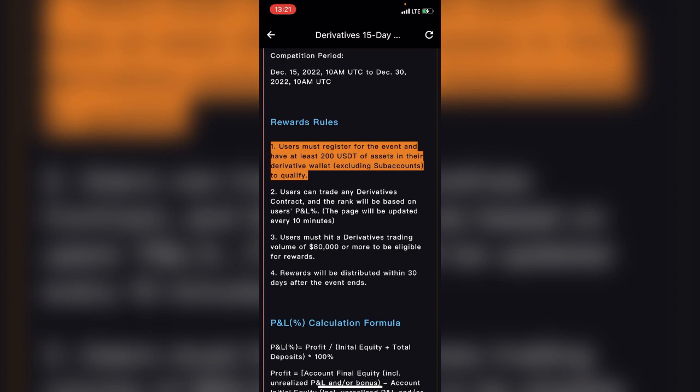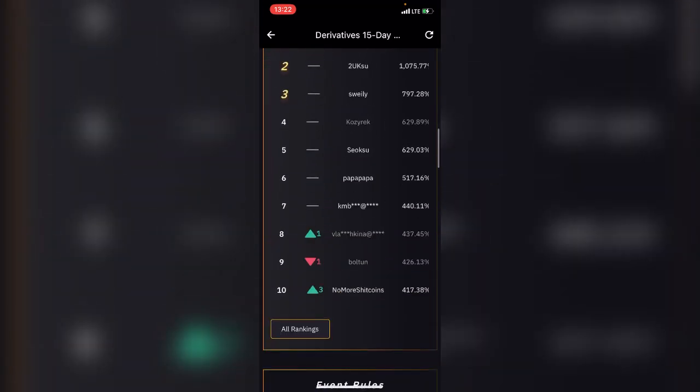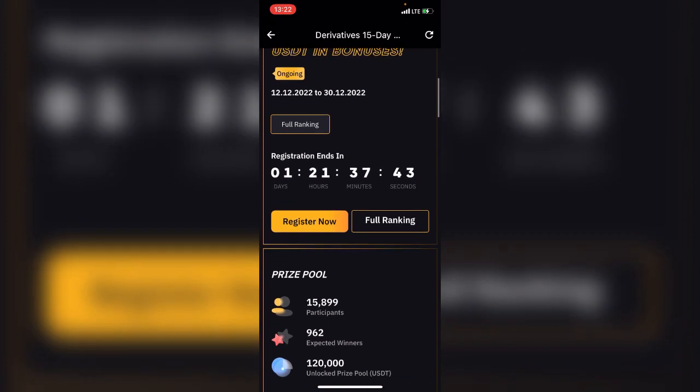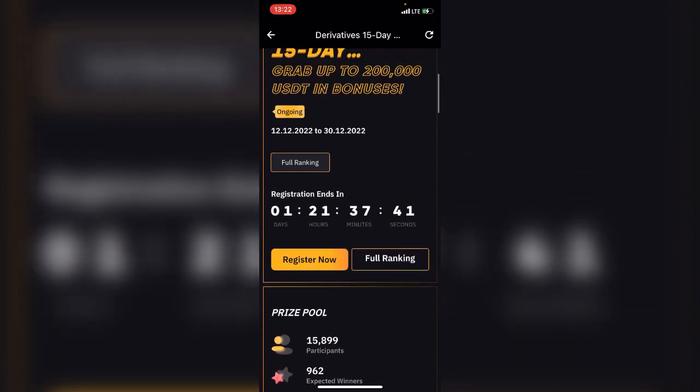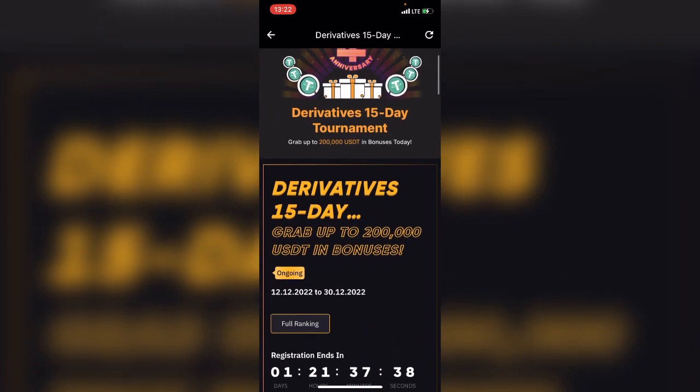When you want to start trading, the user must register for the event and have at least 200 USDT of assets in their derivative wallet. This is just you depositing money and keeping it in the derivative wallet. Most of us have funds that we just stack up in Binance and it's not doing anything for us, it's just sitting there. You can put it here and use it for this. They are not going to touch the money. You are only using the money to be eligible for this trading tournament.